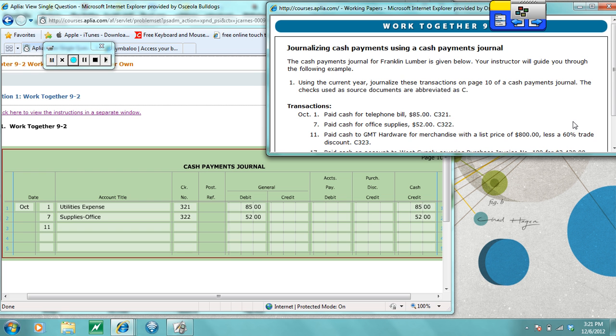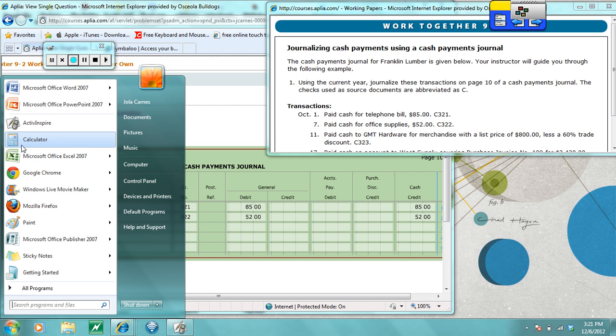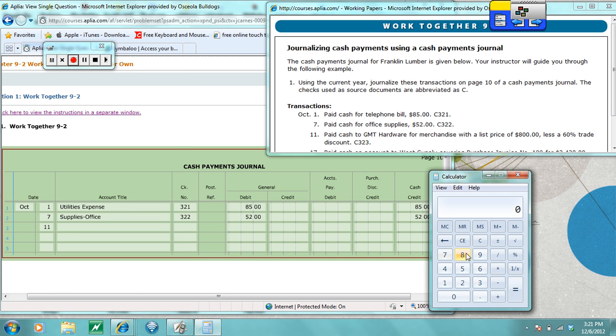If you took 100% minus the 60%, because that's what they're giving you for a discount, you would pay 40% of the $800. So how do I figure that? Well, I get out my calculator. I go 800 times 0.4. Or I could do 40 for my 40. Same number, just using the decimal differently. So $320. That's all it's costing me for this merchandise.